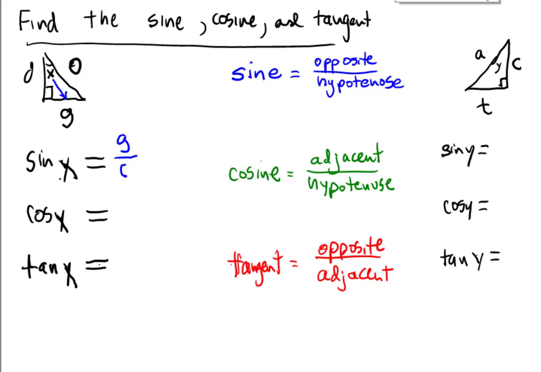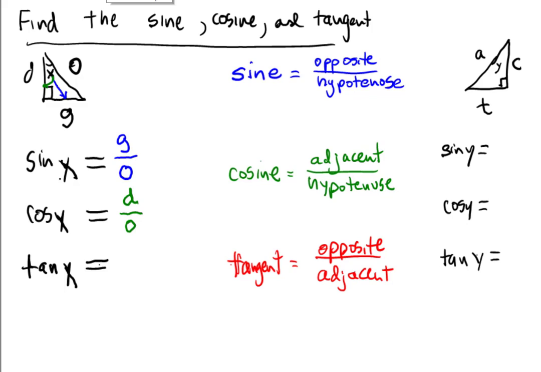If I go to the other color, I want to now do the cosine, which is adjacent over hypotenuse. So from the x, if we go to the adjacent side, we get to d. So the cosine of x is going to be d over the hypotenuse, which is o.